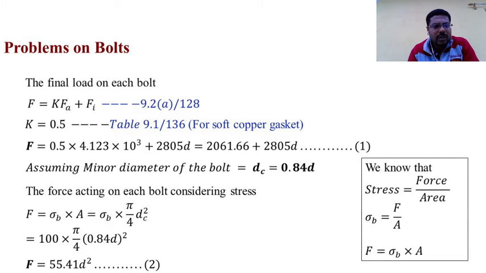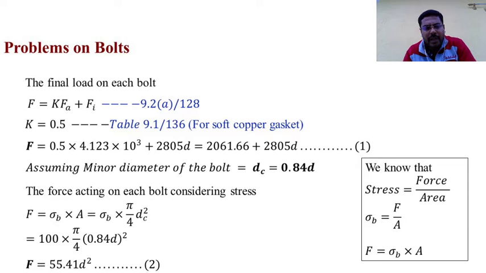So F = K into (Fa + Fi), which is the final load. F = 0.5 into Fa value, which is 4.123 into 10 raised to power 3. Then the initial tension of the bolt is 28.05 D. This is calculated: F = 22,061.66 + 2805 D. This is equation number 1.